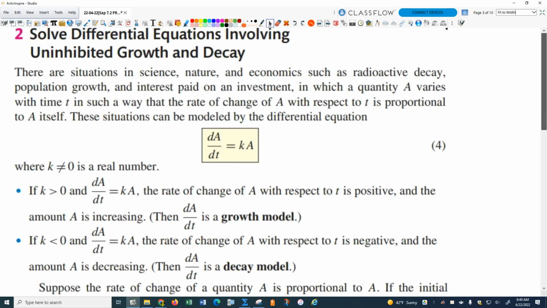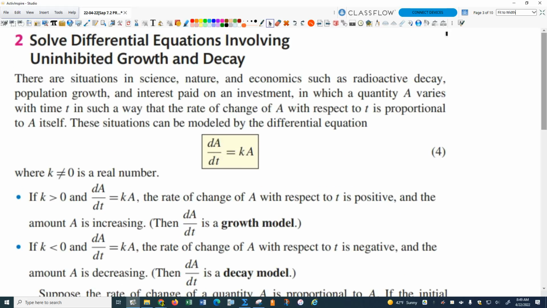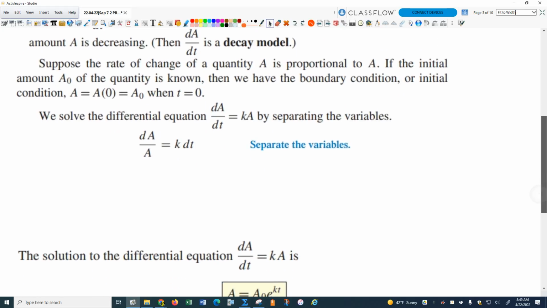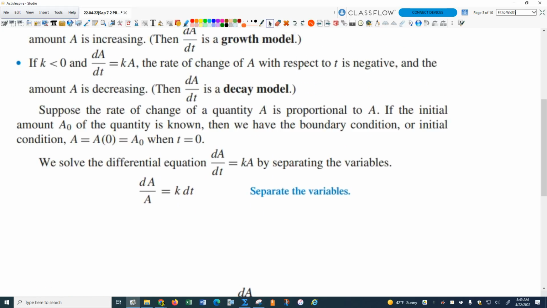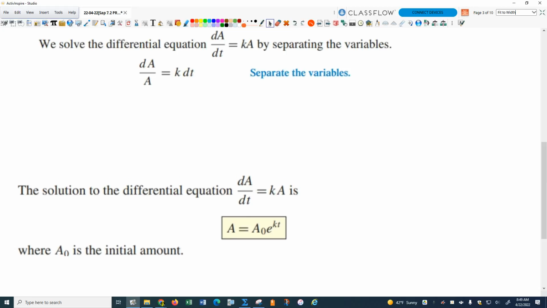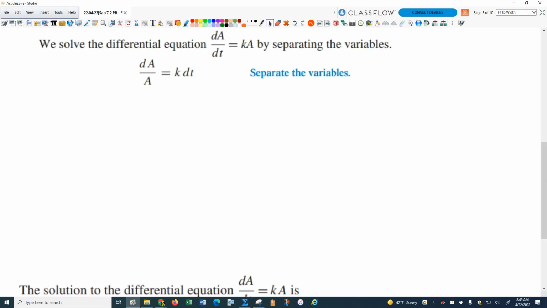All right, we can solve this, and let's just go through that real quick. How we would solve this. This is our starting place, if we've got growth or decay. That's the differential equation.